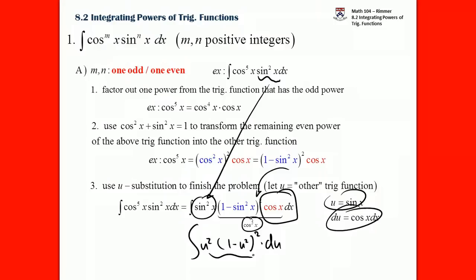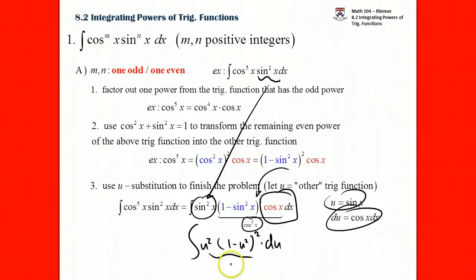So that's the method. If there's an odd present, you attack the odd by peeling off 1. That 1 you peeled off is going to be part of du. The others that are left over, transform them into the other trig function, and let u be that other trig function. You're leaving yourself with a polynomial in u, which you can integrate. We love integrating polynomials. You give me a polynomial to integrate, I'm happy.